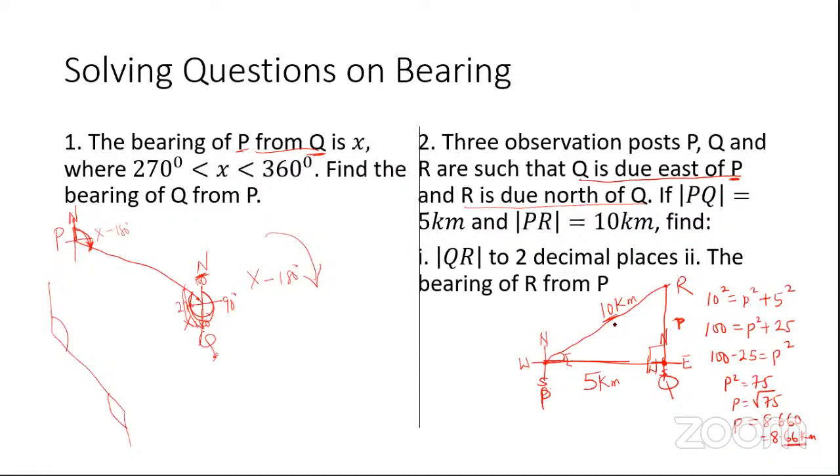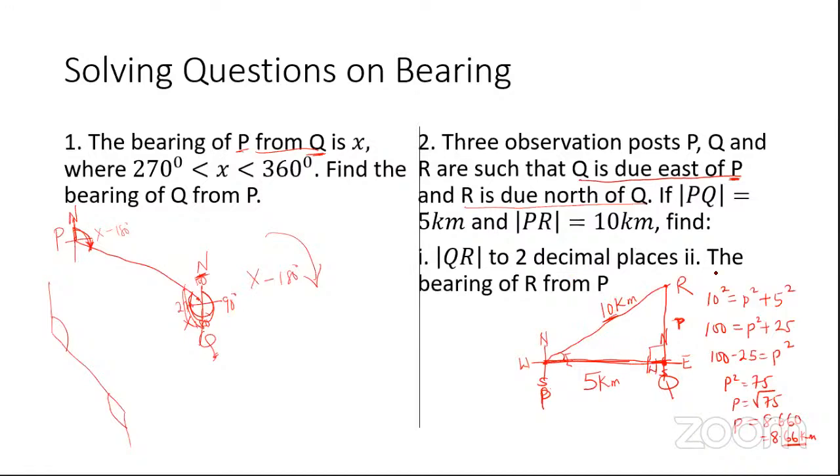Just like I said, they said Q is due east of P. So go to P and use your cardinal points to locate east. Go to Q again to locate north. R is due north of Q. And put this in there. So that is the solution to that one. Let's quickly move to the next one.